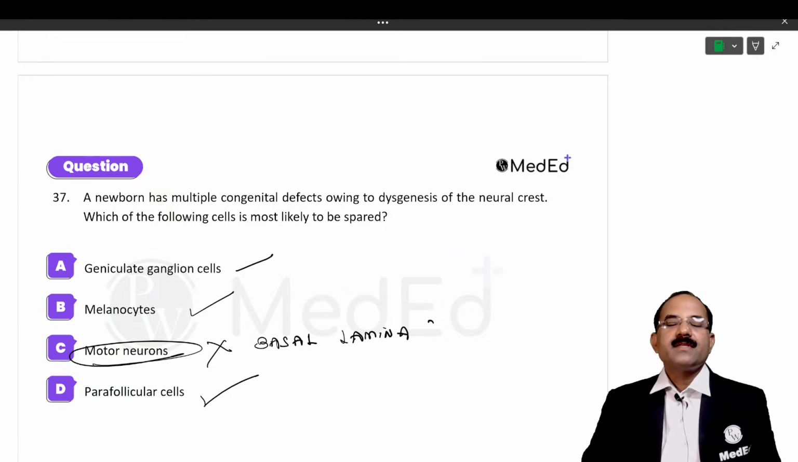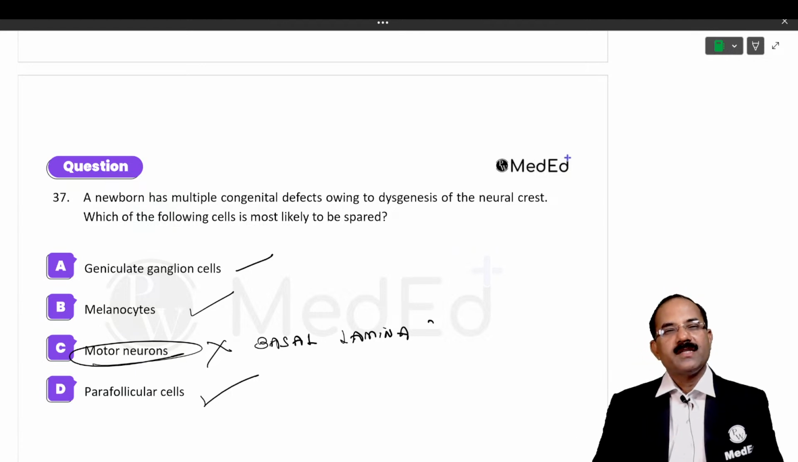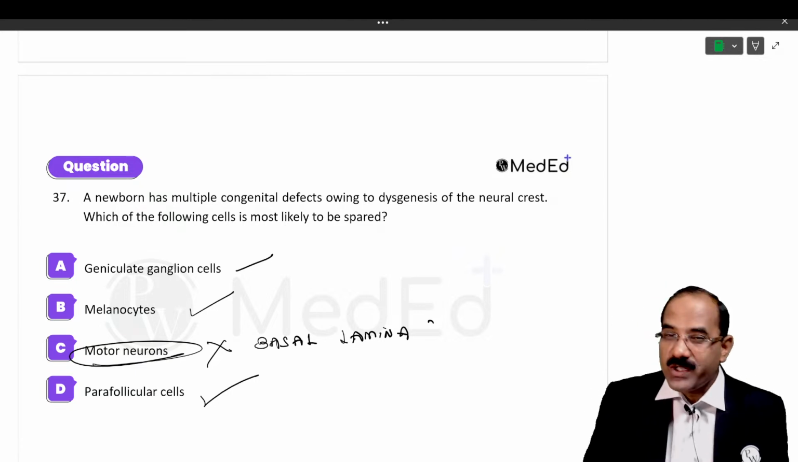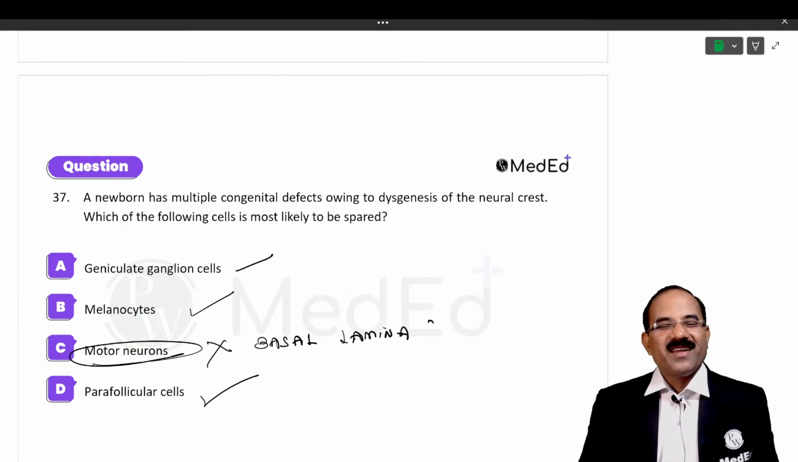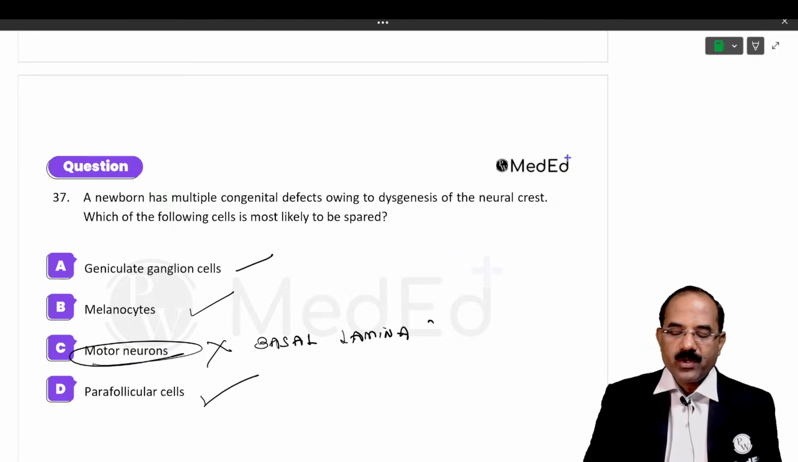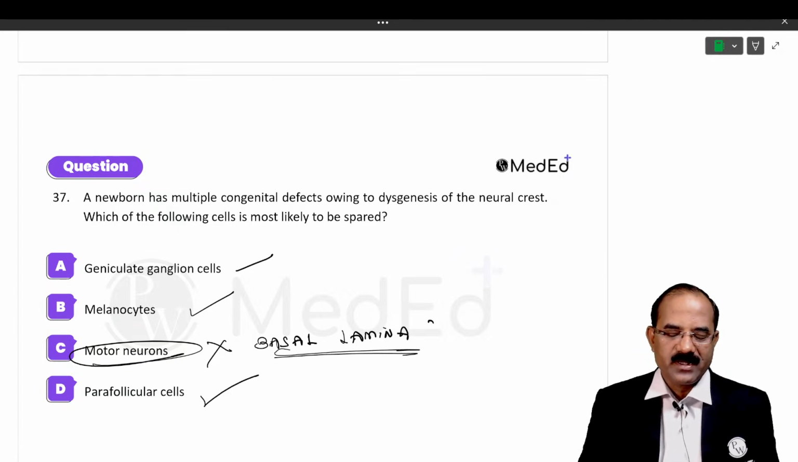Right? So what is formed from neural crest cells? Ganglion cells, the melanocytes, the parafollicular C cells, the corneal stroma, the endocardial cushions of the heart, the skeleton of the face, the parafollicular C cells of thyroid. The motor neurons are derived from the basal lamina. So the answer for this is C.